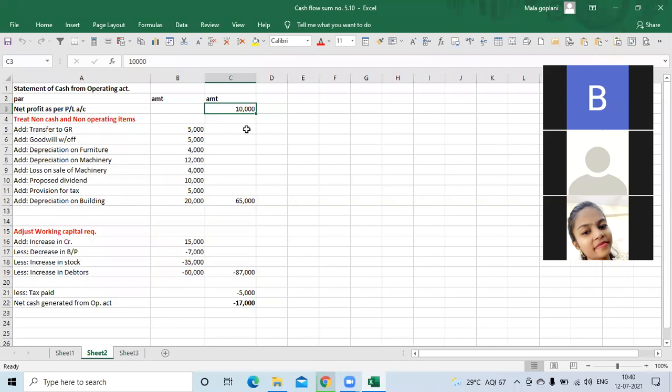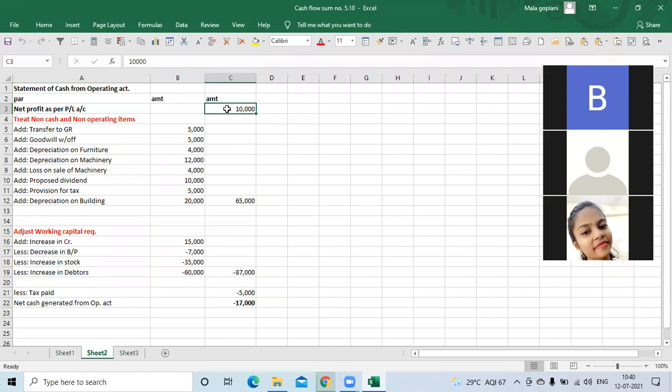Net operating. Net profit as per P&L account. Very good. So go to the outer column and write down 10,000. 50,000 minus 60,000, 10,000. Because it is increasing, therefore it is profit. If it is profit, we have to write it without bracket in the outer column.